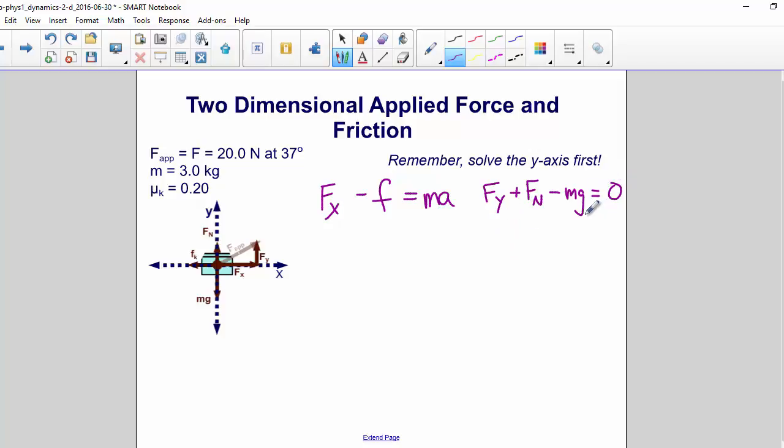So let's solve the y-axis first. We need to find the normal force. The normal force is equal to mg minus F in the y direction. So that's mg minus force applied times the sine of the angle. We're going to use this for our force of friction.